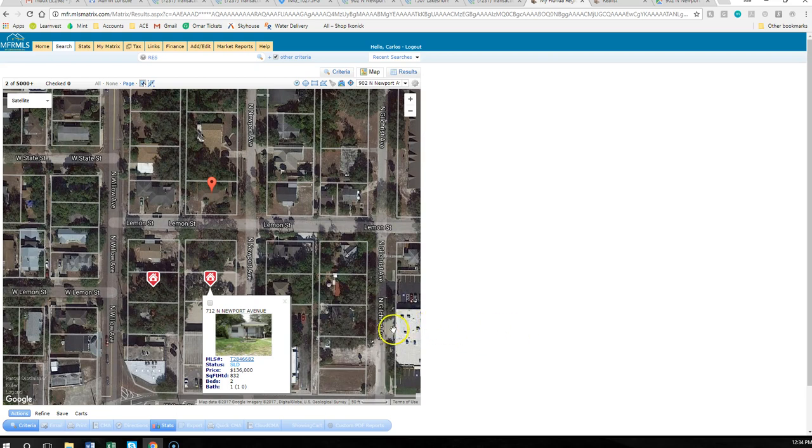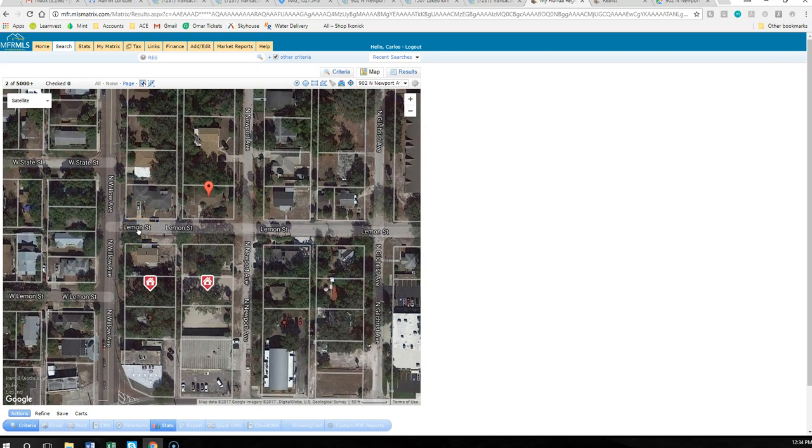Got it. In any case, whenever you're looking at cash properties, what we are trying to do is sell the property. Hang on one second.